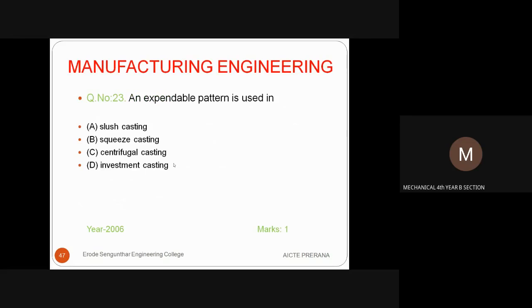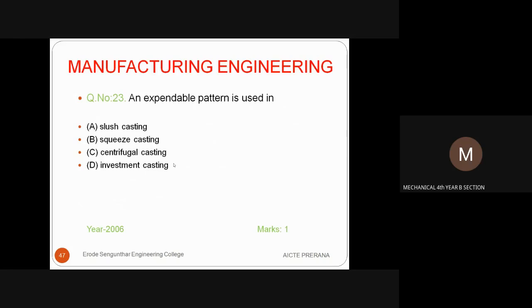So next is question number 23. Expendable pattern is used in. You know about expendable pattern, and it is a very easy question. You would have found the answer by now. The options are flush casting, squeeze casting, centrifugal casting, and investment casting.